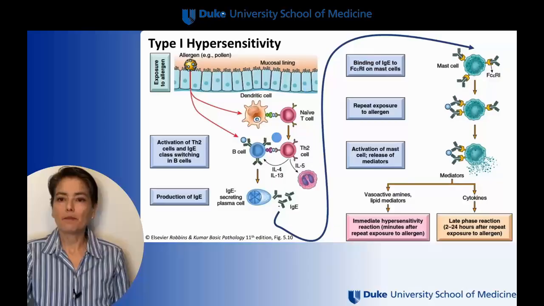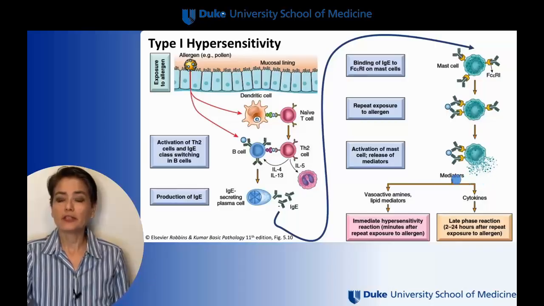Now let's switch over here. We next get the binding of our IgE antibodies to the receptors on mast cells, and now our mast cell is primed to recognize and degranulate when we get our repeat exposure to the allergen. So when this antigen binds, we get cross-linking, activation of the mast cell with release of mediators.